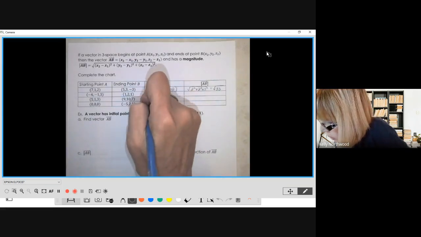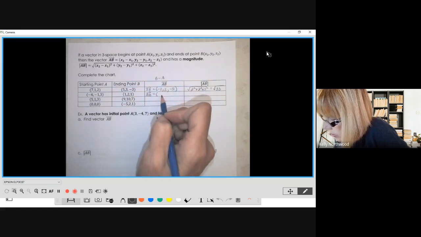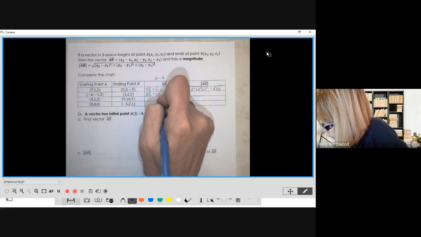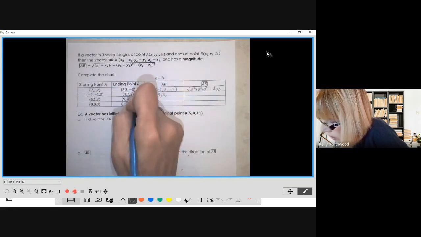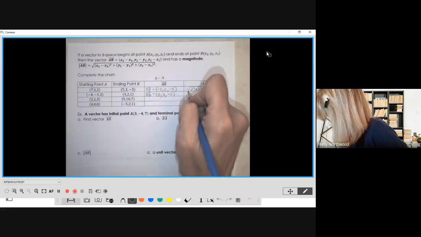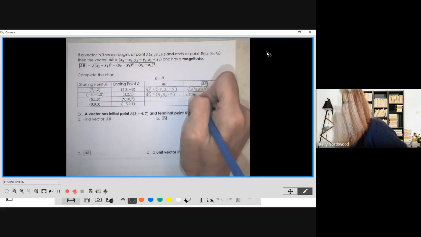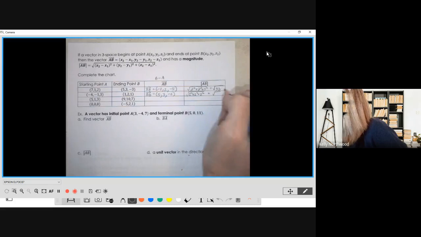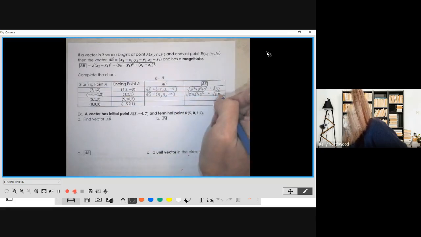And then our next vector AB is going to be the vector that starts at 0, 0, 0 and ends at 1 minus -4, which is 5, 2 minus -1, which is 3, 1 minus 3, which is -2, and its length is going to be the square root of 5 squared plus 3 squared plus 2 squared, which is going to be the square root of 38.